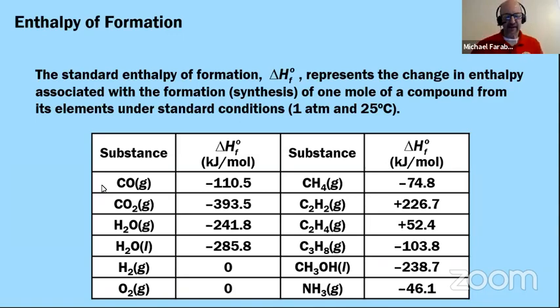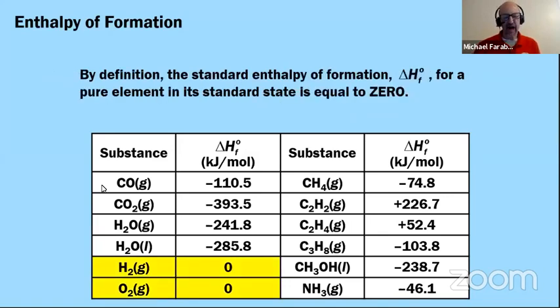It might stand to reason that what if you already are an element? So I've got 2 elements in the table, hydrogen and oxygen. It's impossible to form an element from an element. You already are an element in your standard state. So by definition, the standard enthalpy of formation for a pure element in its standard state is equal to 0. All the other values in this table are non-zero because they are referring to compounds as opposed to elements in their standard state.